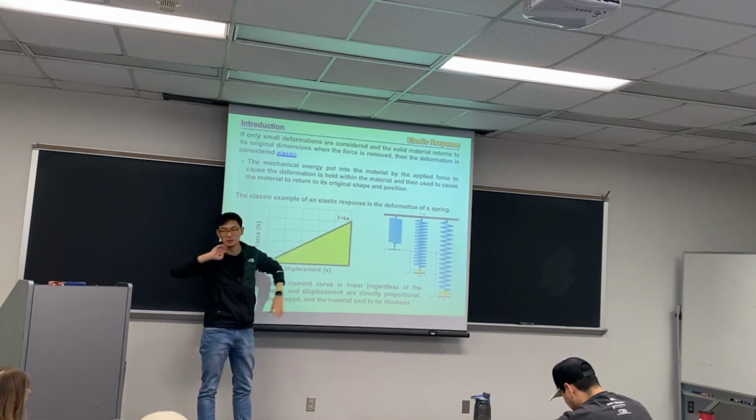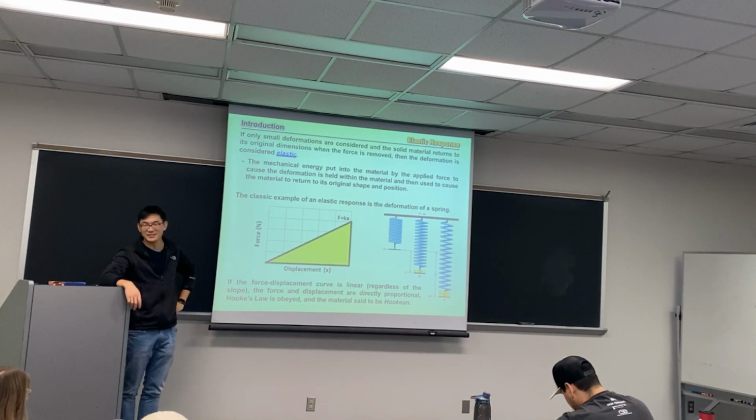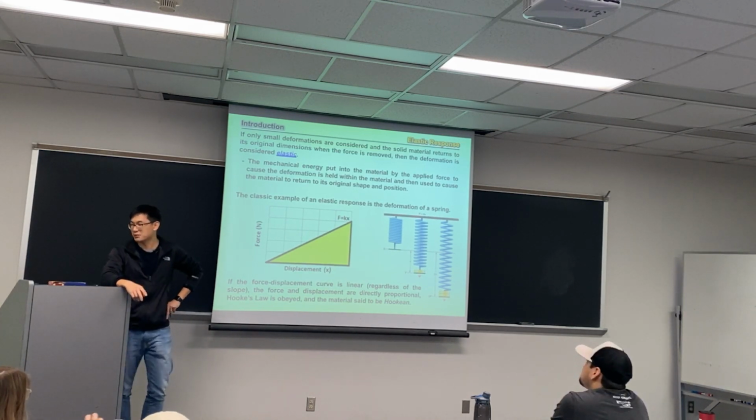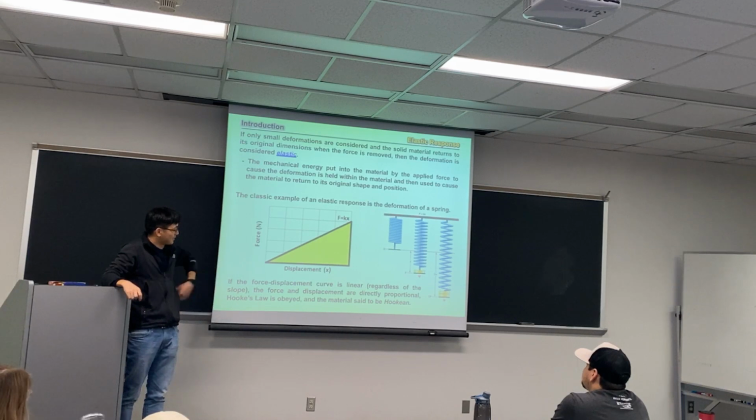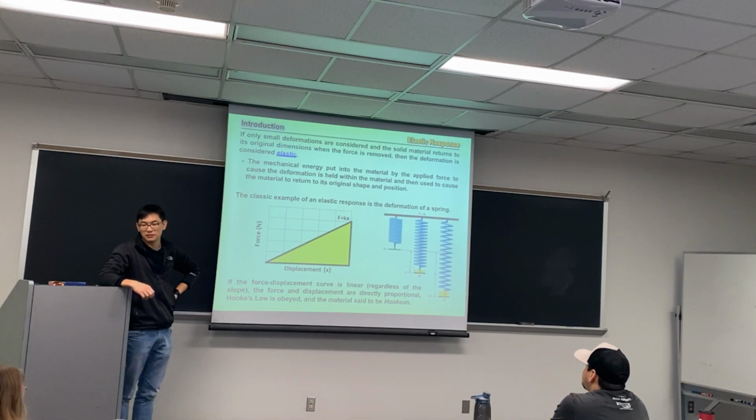And what is the slope called? That's right. If you plot stress and strain, that's Young's modulus. In this case, it's a spring constant. But they're telling you the same thing: how hard it is to deform a material. So Young's modulus, everybody should know.